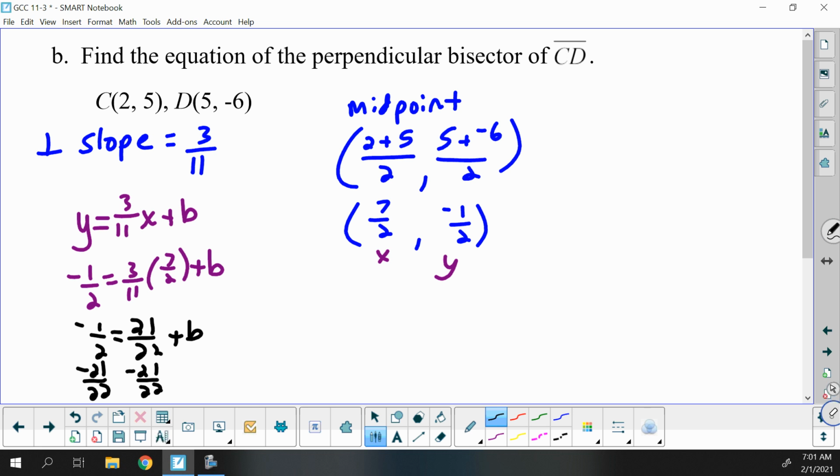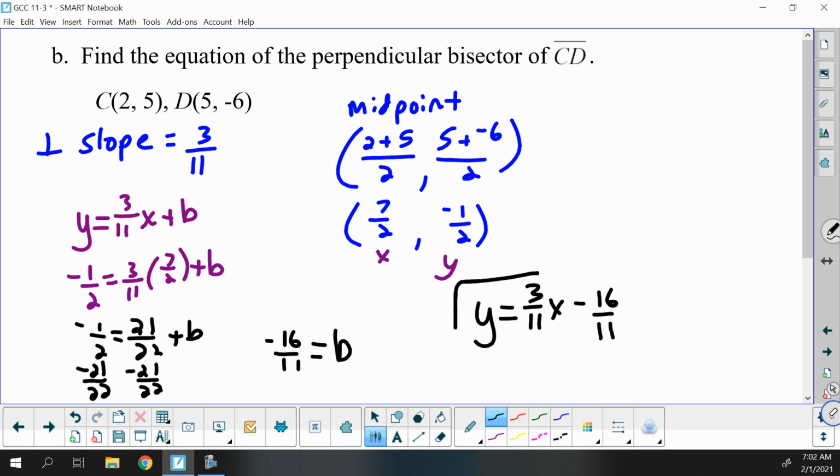It'll calculate it for you. And when you do negative 1/2 minus 21/22, it'll give you back negative 16/11. It's really negative 32/22, but that reduces. So to finish off, just write your equation filling in our slope, the 3/11, and our y-intercept. So we'll have minus 16/11. And that is the equation of our perpendicular bisector.